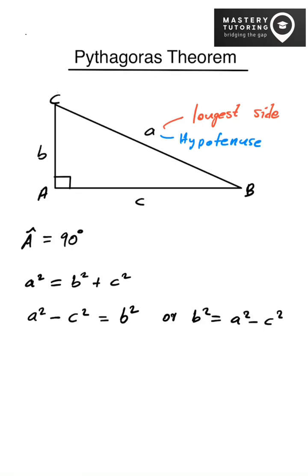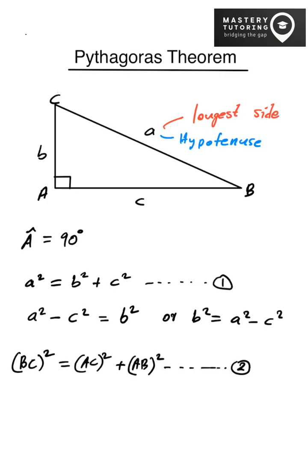This formula can be written in this way. BC squared is equal to, BC is the longest side, right? And then it has to be equal to AC squared plus AB squared. I'm going to call this equation 2, and I'm going to call the earlier one equation 1. So equation 1 and equation 2 are the exact same thing. It's just a different way of writing it. It means the same thing.